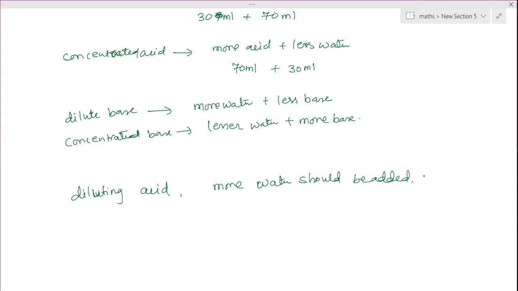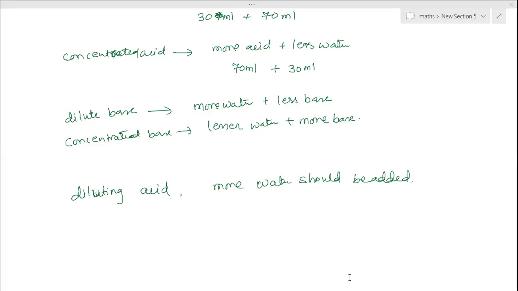Because while the dilution, when we are mixing water and acid, what happens? Student: Ma'am, if there is 50 ml of acid and 50 ml of water, what will it be called? There is equal amount. That is considered a concentrated only. 50-50 is considered concentrated.